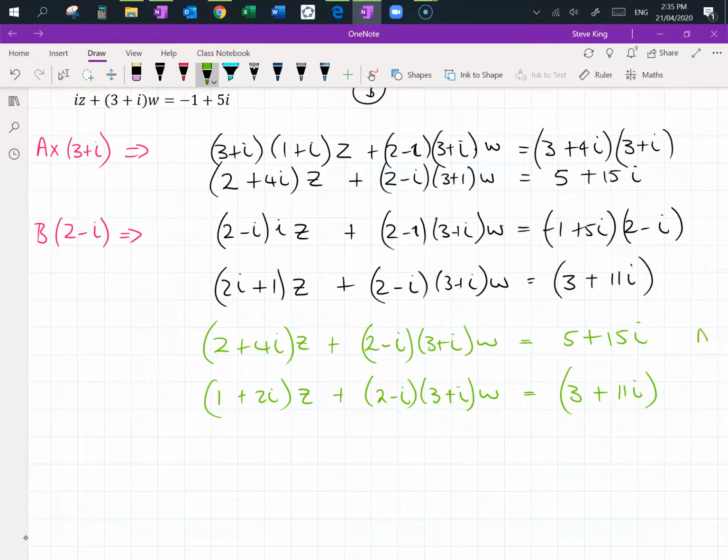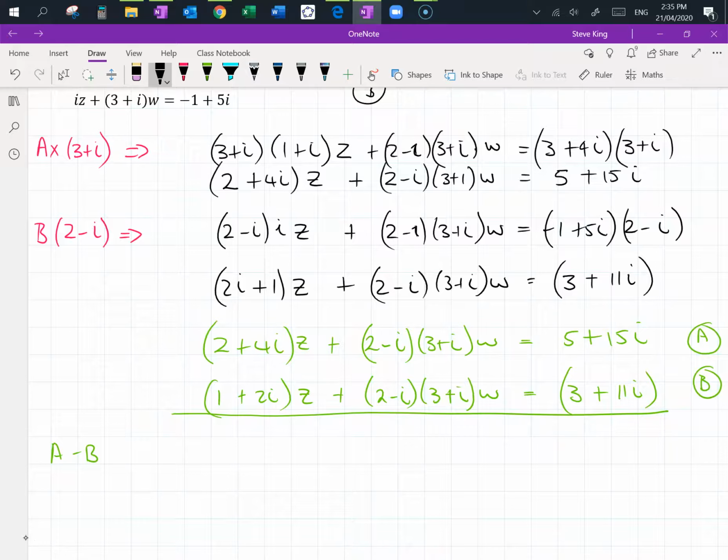So that is equation A, that is equation B, adjusted. And in order to eliminate my one variable, I'm going to say A minus B. And what am I left with now? Well, I'm going to have to take away the whole bottom line from the top line. And I've written it so that I've got the real components matched up with the real components, the imaginary components matched up with the imaginary components.